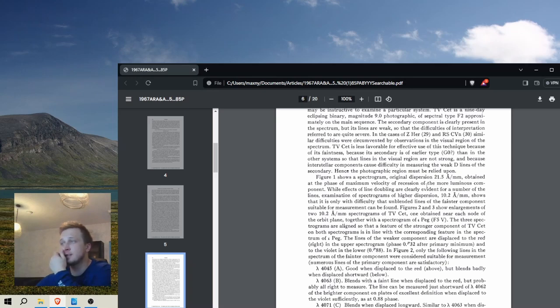While effects of line doubling are clearly evident for a number of lines, examination of spectrograms of higher dispersion, 10.2 angstrom per millimeter, shows that it is only with difficulty that unblended lines of the fainter component suitable for measurement can be found. Figures 2 and 3 show enlargements of 2.2 angstrom per millimeter spectrograms of TB Set.